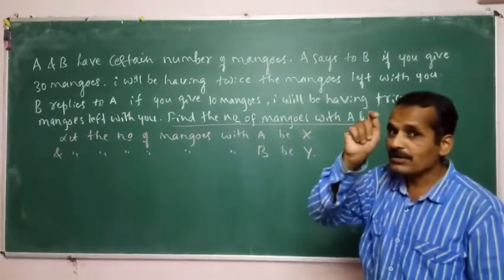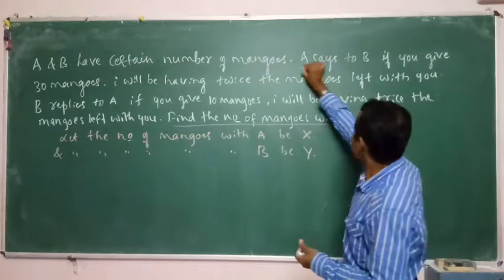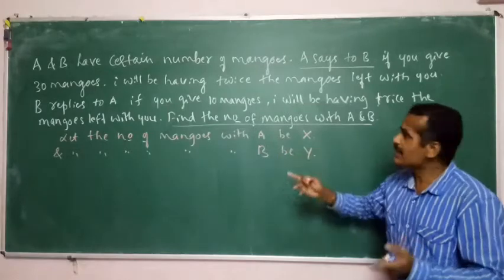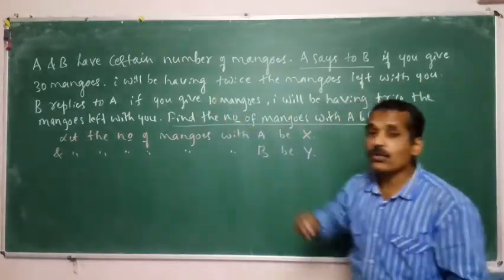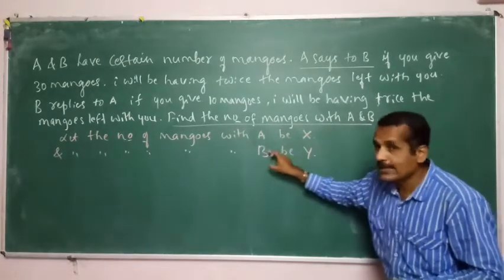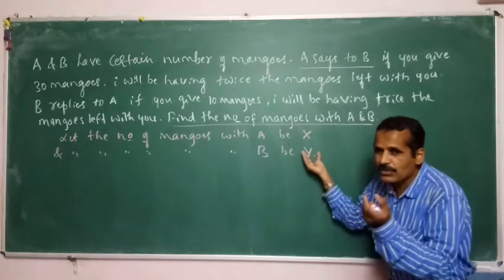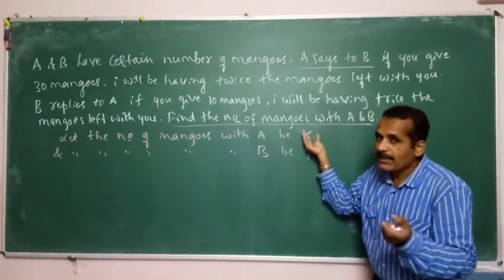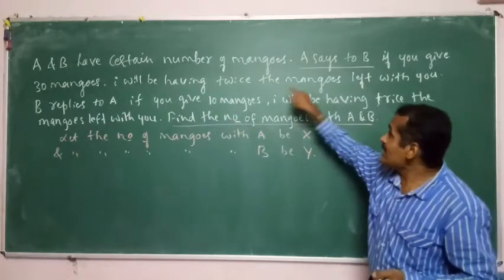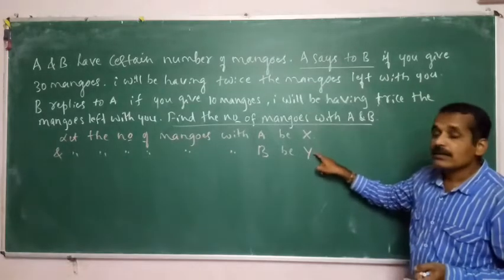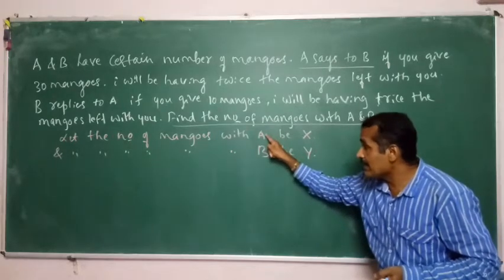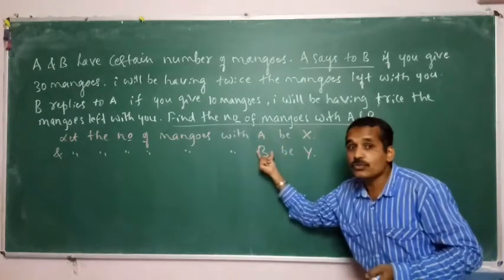Now we are going to the condition. A says to B. A, who is having x number of mangoes, says to B, if you give 30 mangoes. Now what A says? You give me 30 mangoes, out of your y mangoes. Then what happens? He will be having twice the mangoes left with you.